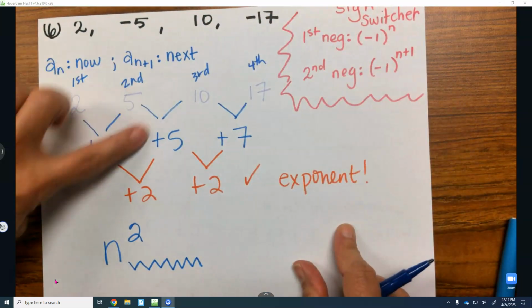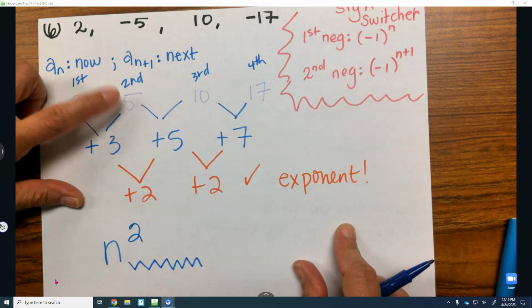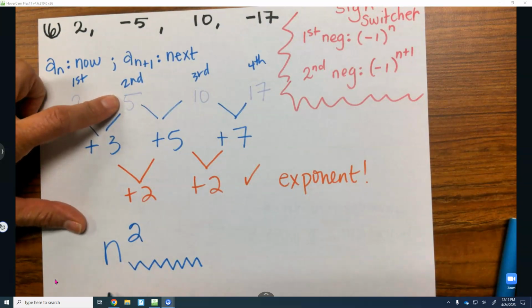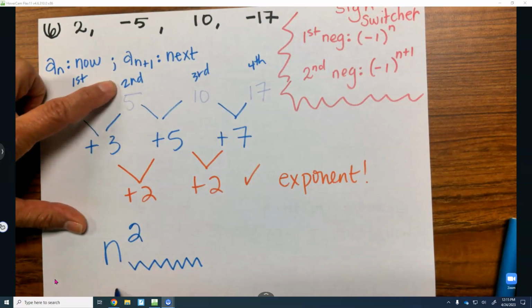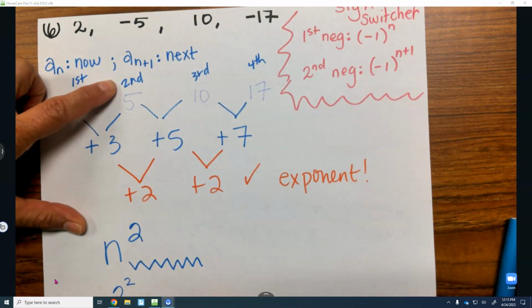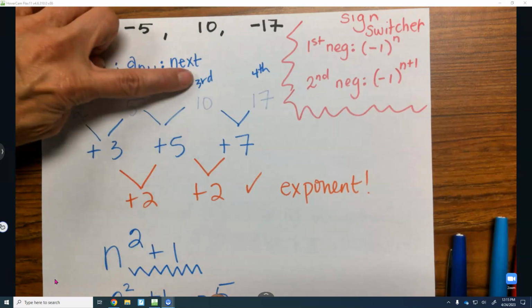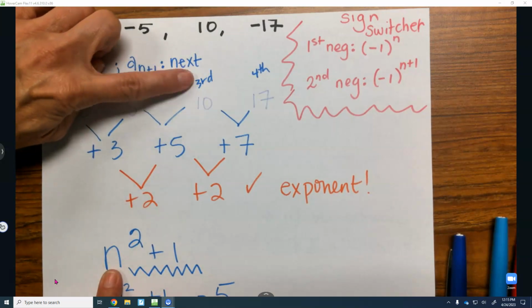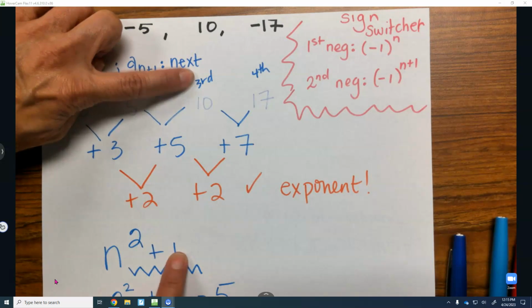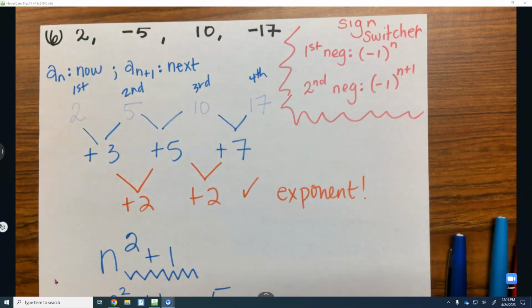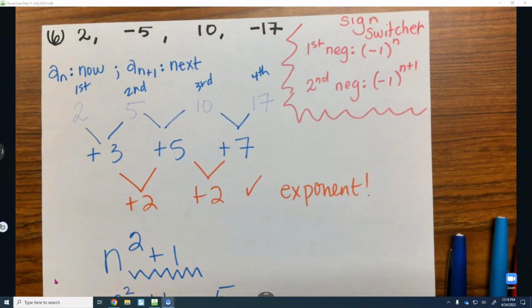I'm going to plug in this second value right here and figure out how to get it to be 5. So this is the second number, so n is 2. This is 2 squared. What would I add to that to make it a 5? Cool. So I know I need to add a plus 1 here. Let me just double check it in my head. Here's the third term. If this was 3 squared plus 1, I would certainly get a 10. And I am very confident about that being the answer.